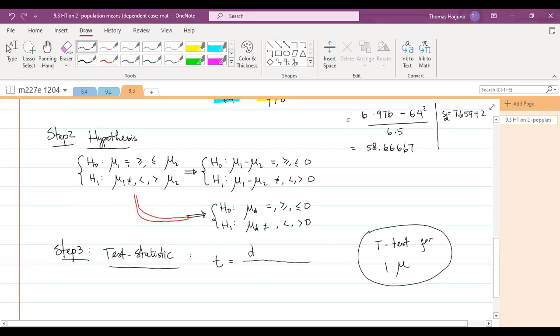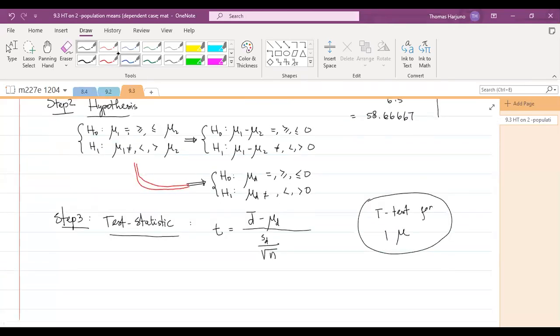So the formula will be d bar minus mu d over sd over square root of n. Now compare that with the test statistic for one population mean with unknown population standard deviation. T equals to x bar minus mu over s over square root of n. Do you see the similarity? You basically change the notation. Instead of x, you make it d. Instead of mu, you make it mu d. Instead of s, you make it sd. For the differences. And of course, then in step 4, that will be TCDF.